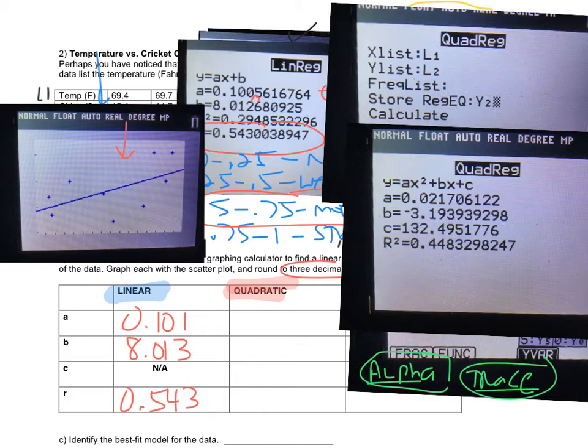And when you calculate that regression model, your calculator is going to give you your A, B, and C values to match the quadratic equation. So your A, 0.022. Your B, -3.194. Your C, 132.495. But your calculator doesn't give you your R value. It gives you your R squared. So what you're going to have to do is take the square root of that R squared value.